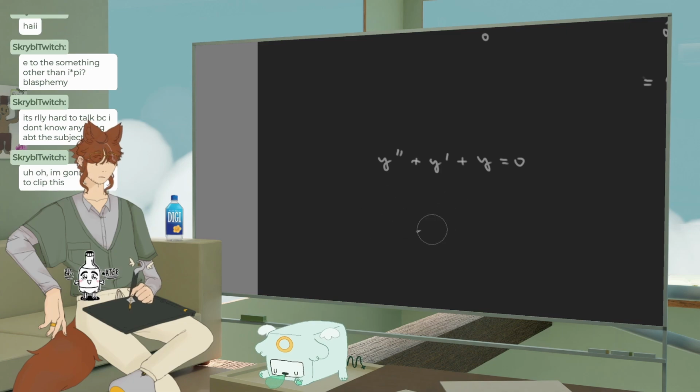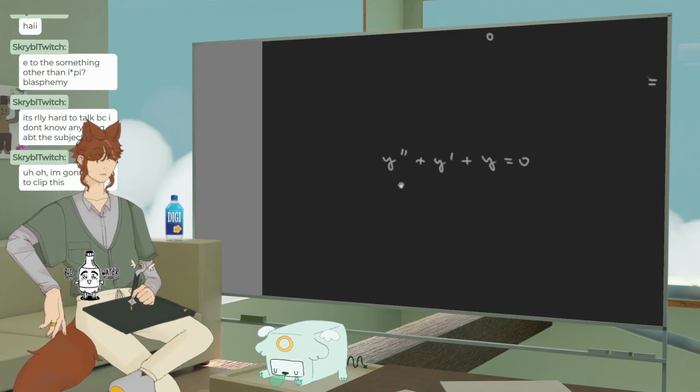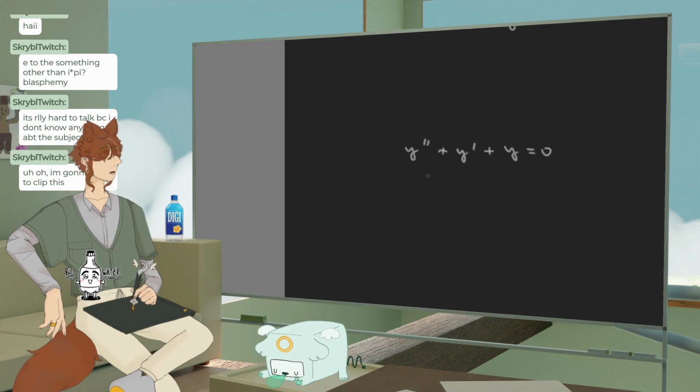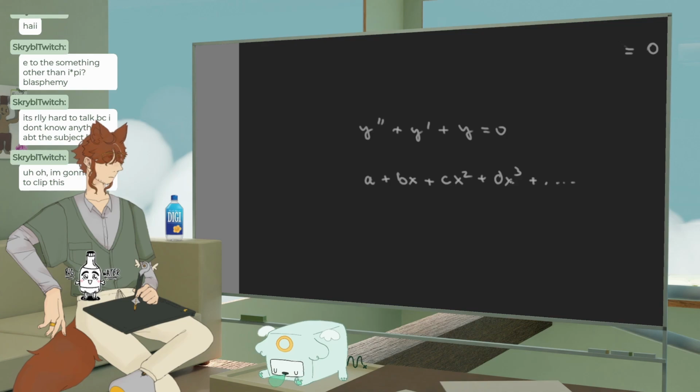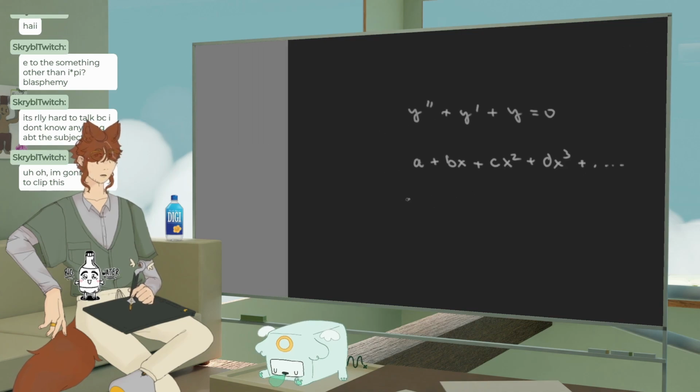Now, what we do as we get up a little bit in differential equations is we say, okay, well, instead of saying e to the x, let's say that there's a generic polynomial that our function is going to be. It's going to be a constant plus a constant times x plus a constant times x squared plus a constant times x cubed, and so on. And because we want this polynomial to go on forever, we can write that as a sum.